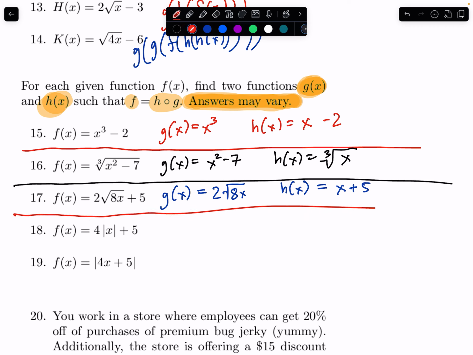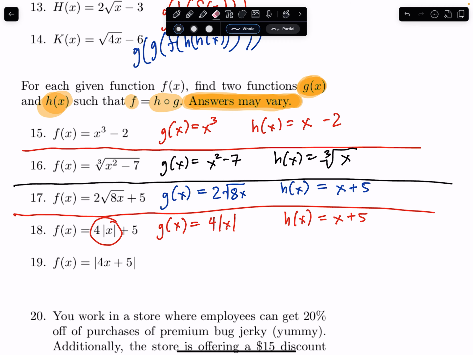So we see, as you do these, decomposing functions is not so bad, right? What's happening here? There's a 4, there's an absolute value, and then there's a +5. I'll give you one option here. To me, the easiest option is to do 4 absolute value of x. And then anytime I see 4 absolute value of x, replace it with just an x. So that's going to be my outer function, just x plus 5. Easy.